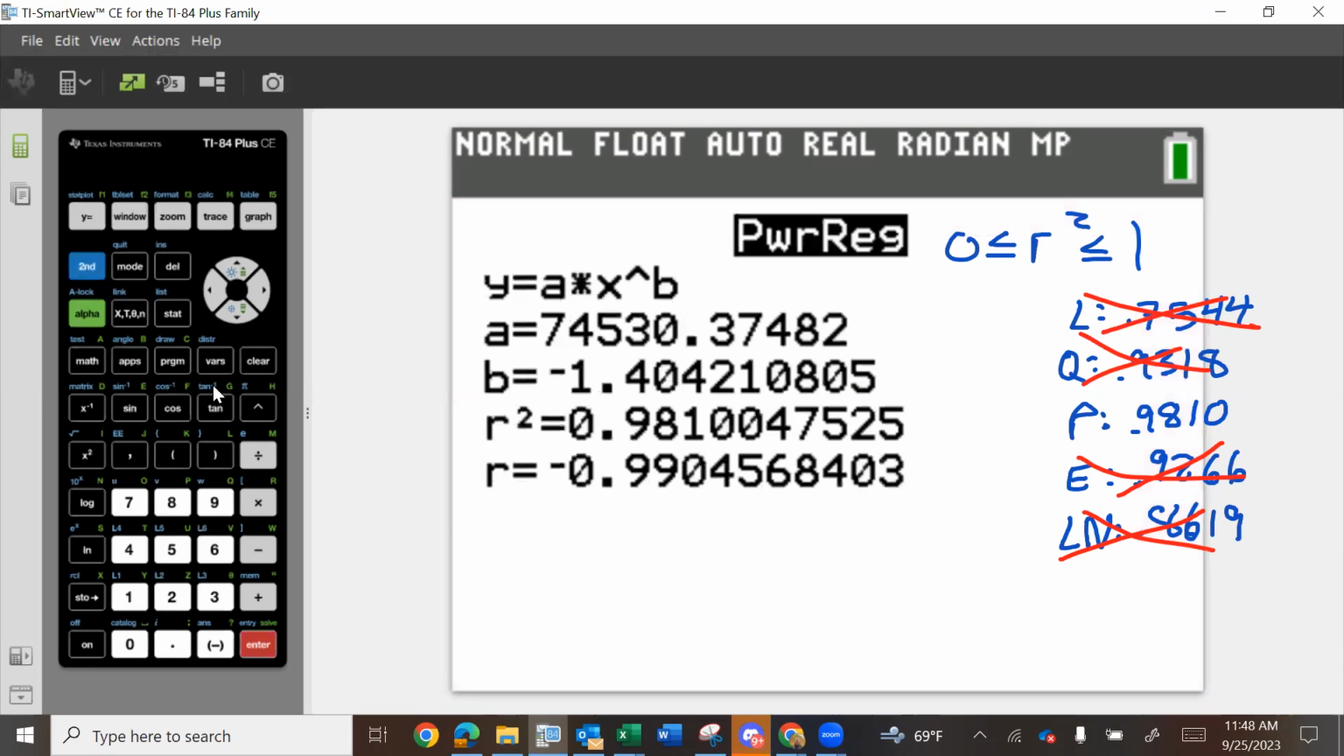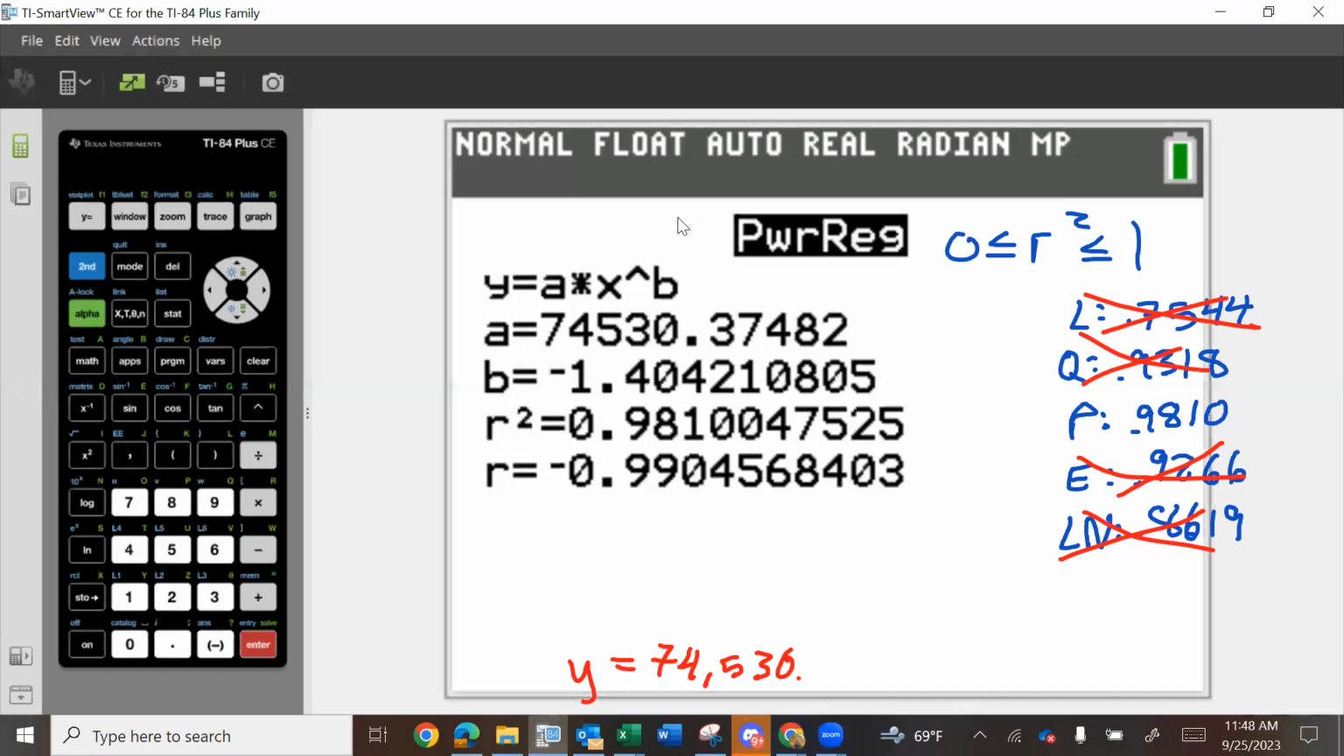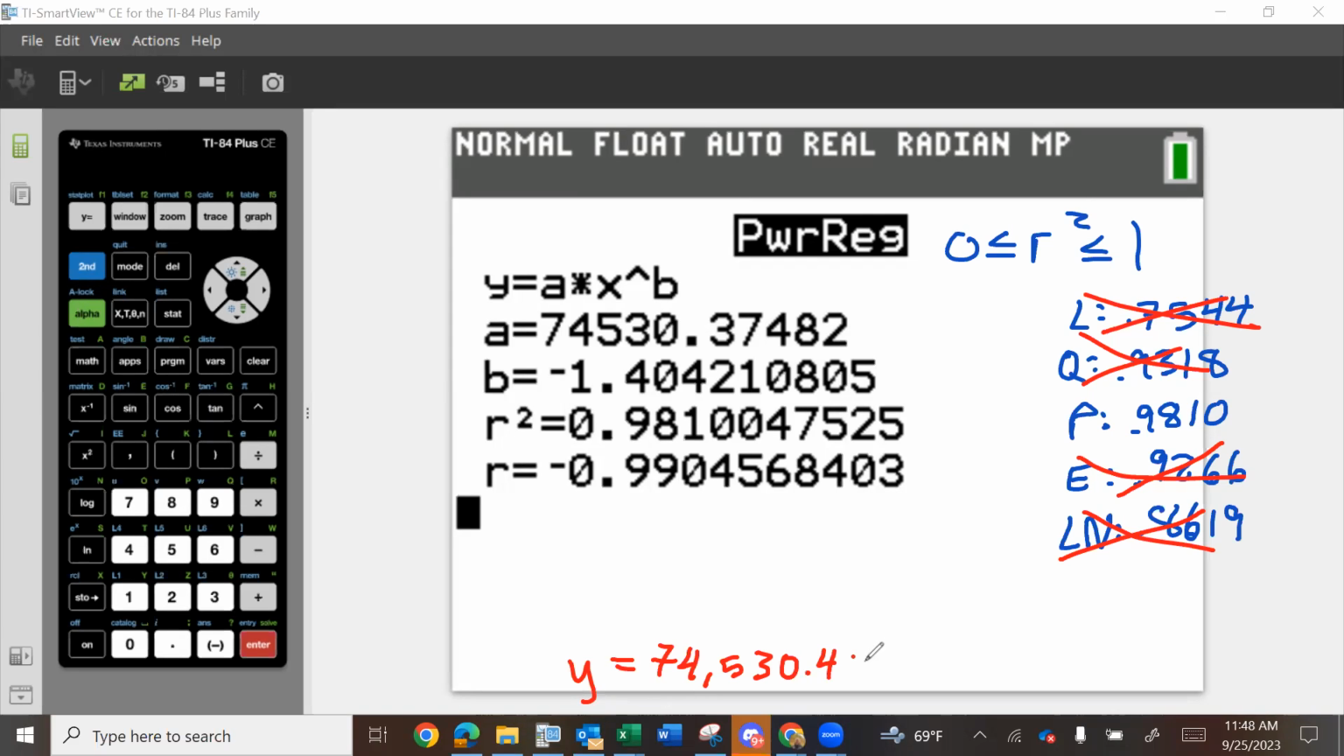So it's going to be y equals 74,530 point, and I don't remember how many decimal places. Let's check it real quick. Doesn't say. I'll go one. These numbers are big enough that one decimal place is probably going to be plenty. So 0.4. And then it says multiply that by x raised to the negative 1.4 power. Cool. So there's my model.